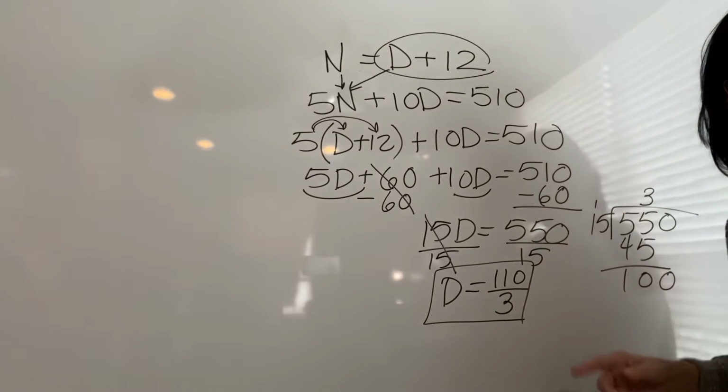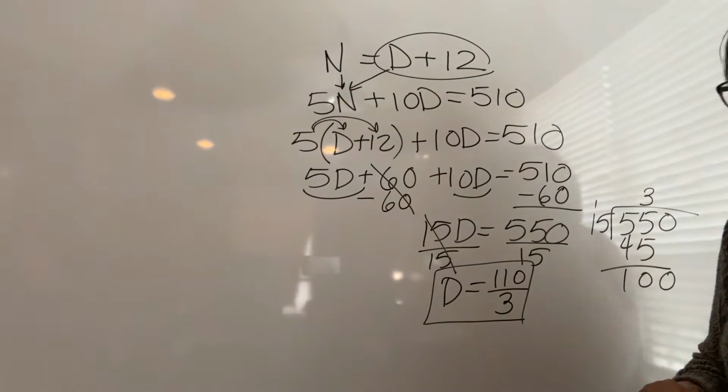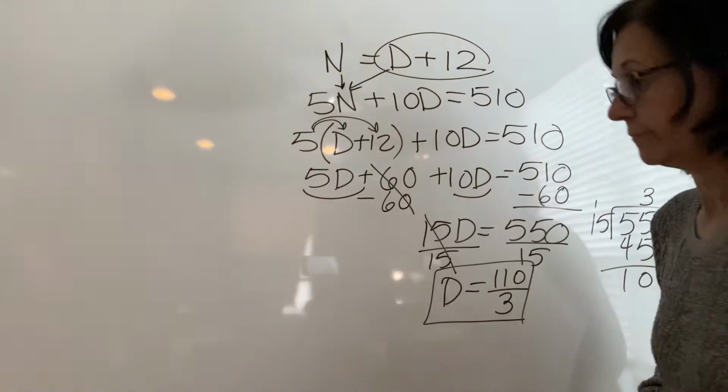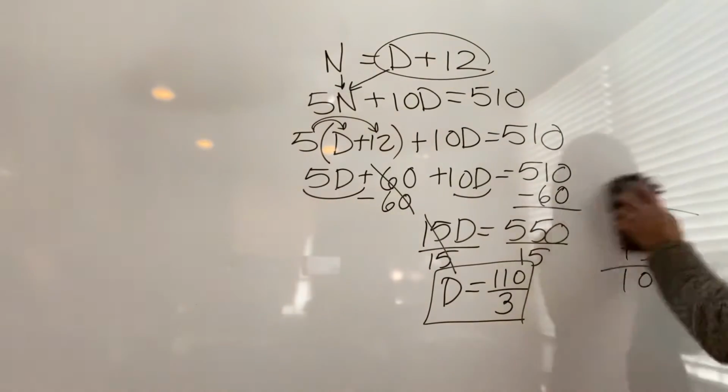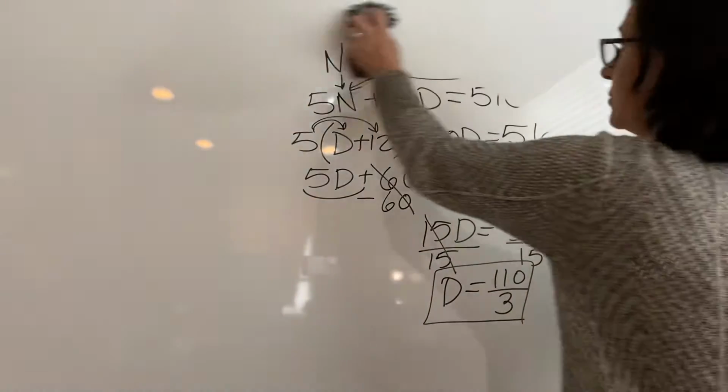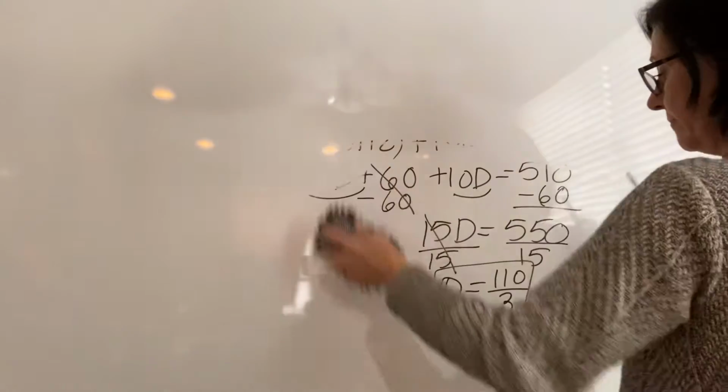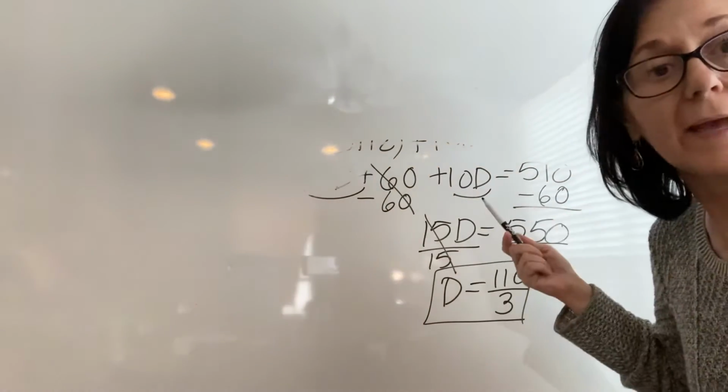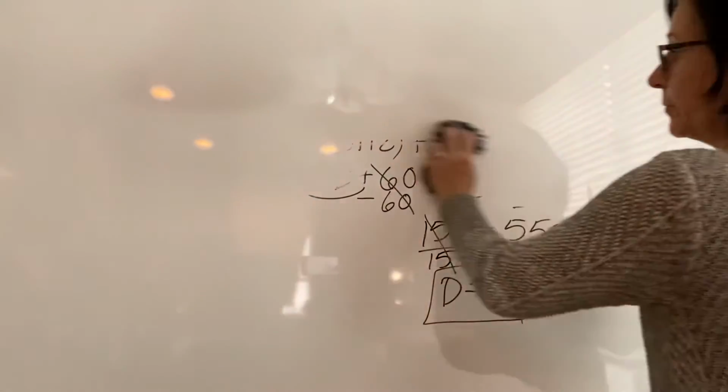If we're working a word problem and it really isn't nickels and dimes, you're going to get a whole value, a whole number, an integer as opposed to a fraction. Once you solve for D, you need to go back and solve for N. So you plug that back into that first equation.